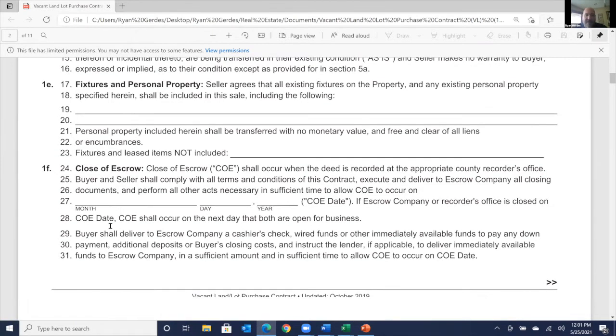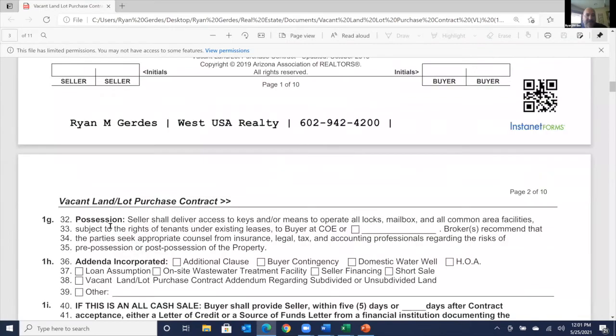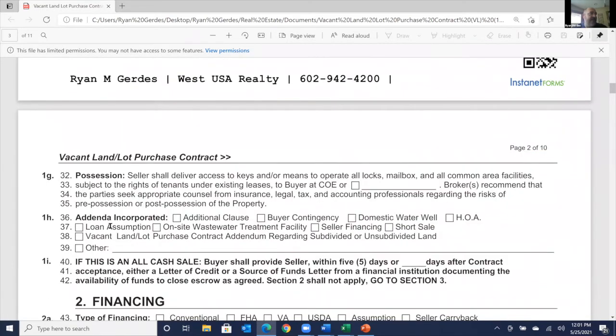All right, moving on to page 2, possession. If there's a gated community or something like that, then when you close escrow, that is when the gate clickers or keys or whatever is necessary in order to access the property will be handed over. Ultimately, we're looking for the words funded and recorded.